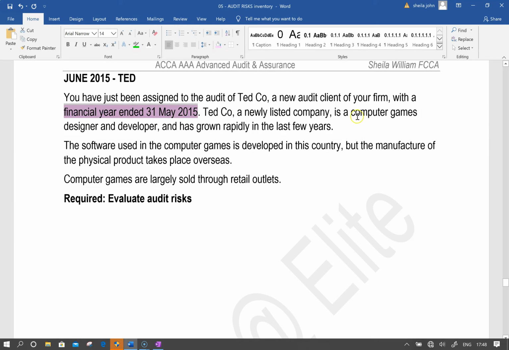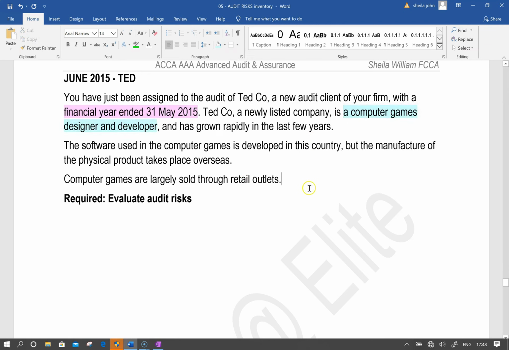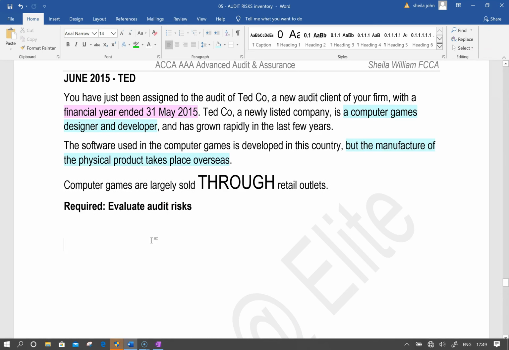Ted is a computer games designer and developer. This is their inventory. It has grown rapidly in the last few years. The software used in the computer games is developed in the country, but the manufacture of the physical product takes place overseas. Then it says computer games are largely sold through retail outlets. So what I'd like you to do is to stop the video for a few minutes and write down whatever you want to write down for inventory, then turn the video back on again and see how you have performed.